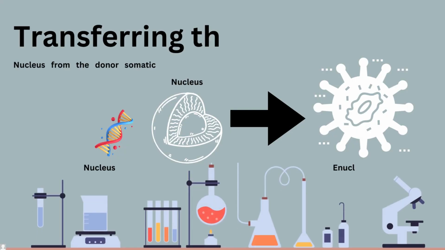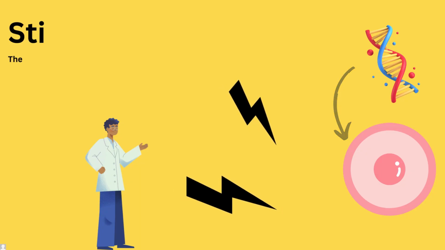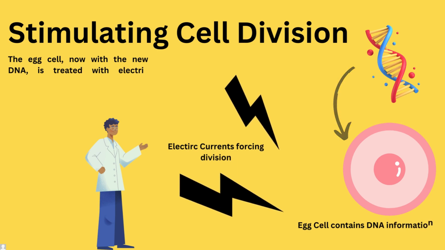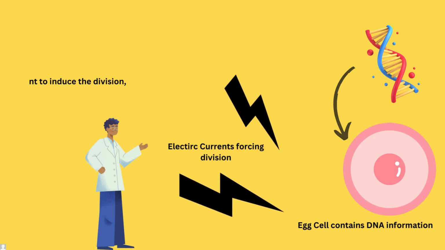Transferring the DNA. The nucleus from the donor somatic cell is put into an enucleated egg cell. The egg now has the genetic material of the organism to be cloned. Stimulating cell division. The egg cell, now with the new DNA, is treated with chemicals or electric current to induce the division, just like it would naturally do after fertilization.